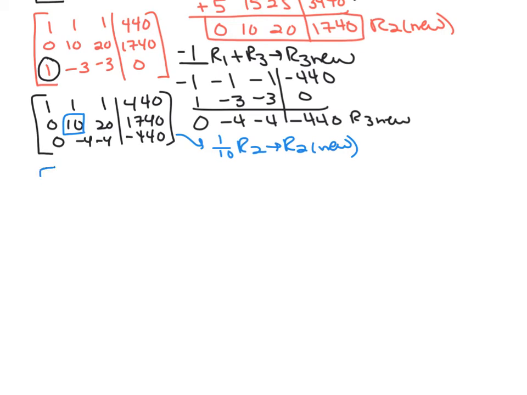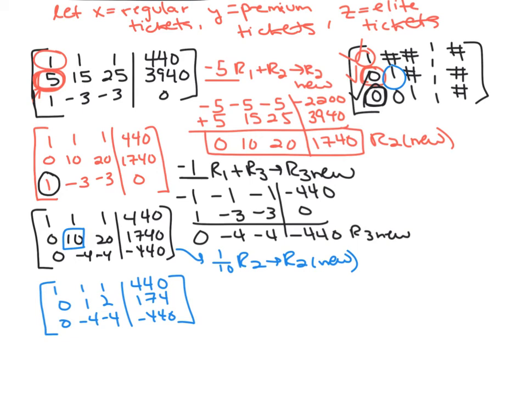Again, nothing changes with the first row. So I'll have 1, 1, 1, 440. Now I'll have 0, 1, 2, and 1740 divided by 10 is just 174. And that third row stays as it was. Okay? So now we can check off that we took care of this and making it a 1. So that's good.